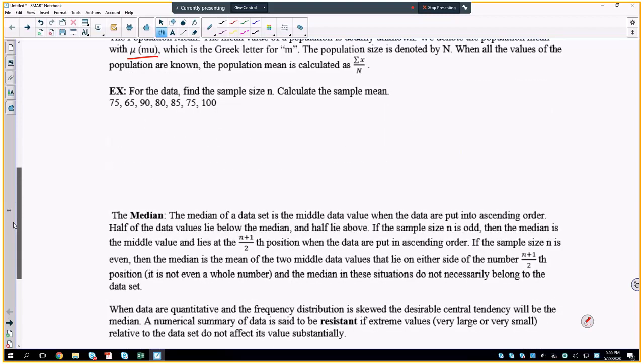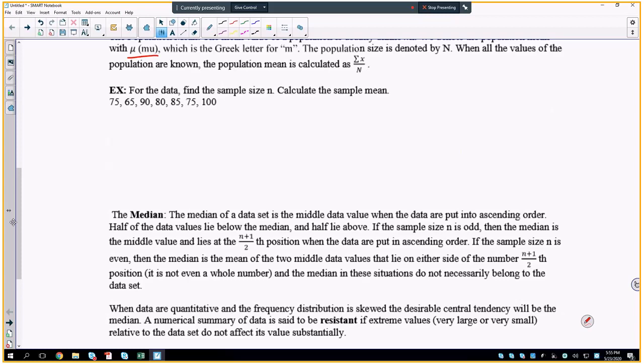So for the data, find the sample size n, here's our data, and then calculate the sample mean. So we have 1, 2, 3, 4, 5, 6, 7 pieces of data. So n is 7. And the mean, which we call x bar, then it should be equal to, if we add these all up and divide by 7. So of course, we can use a calculator to do that.